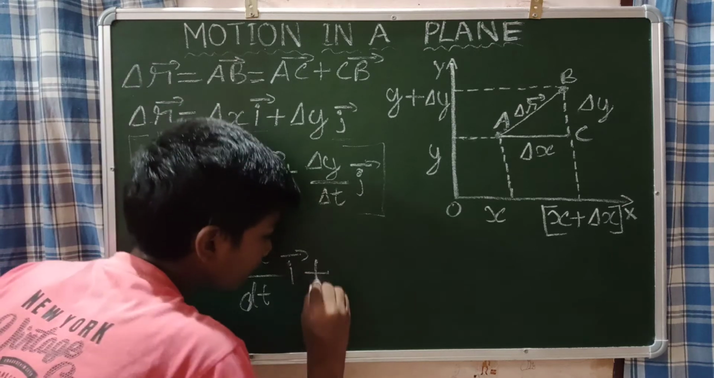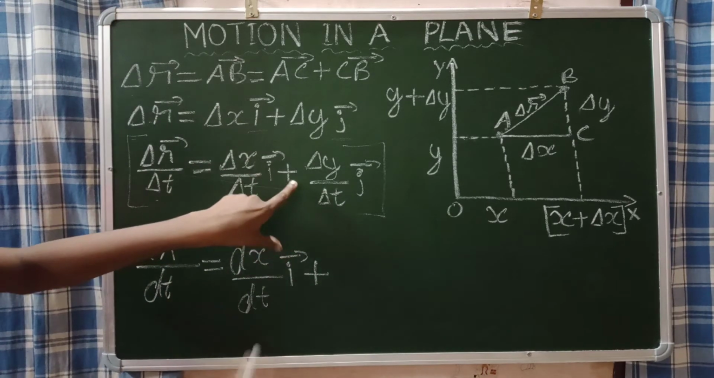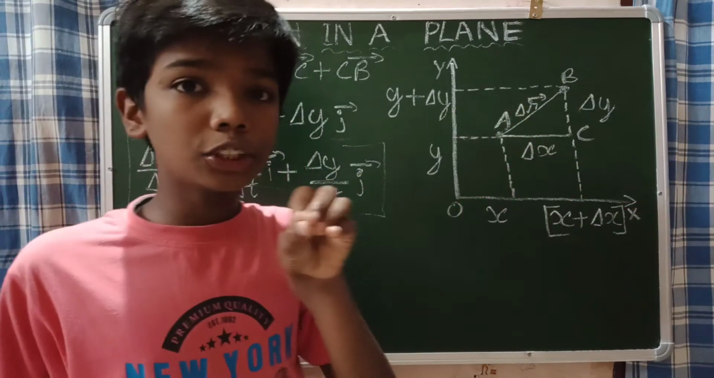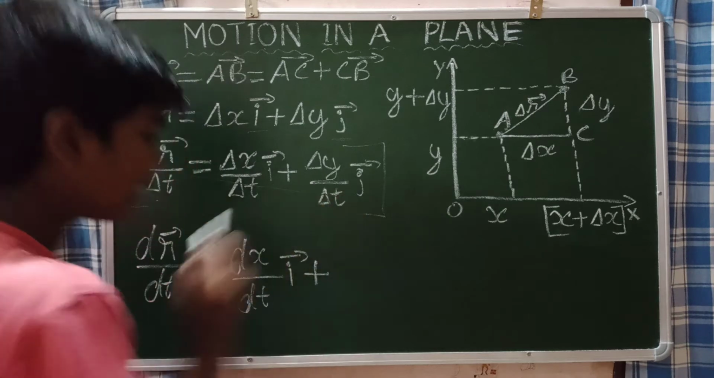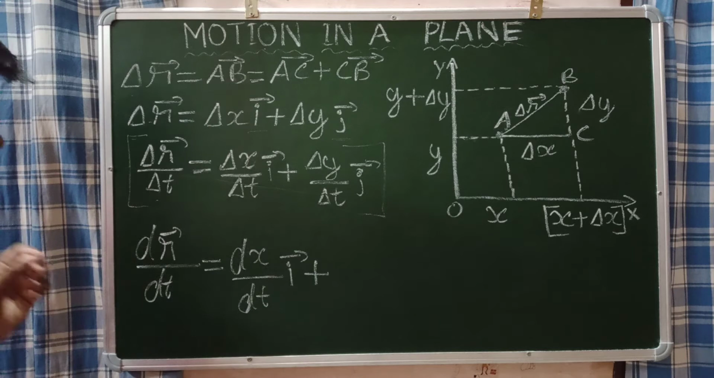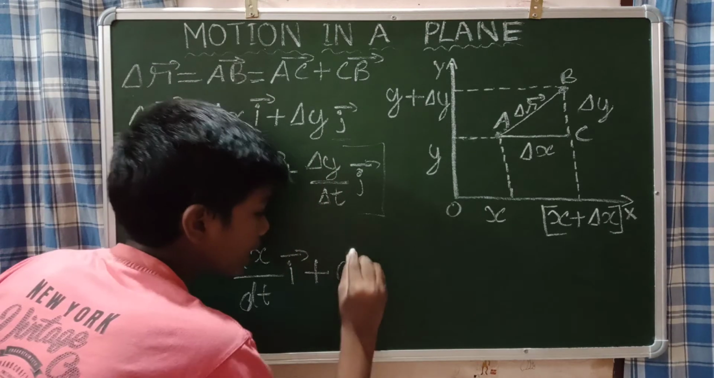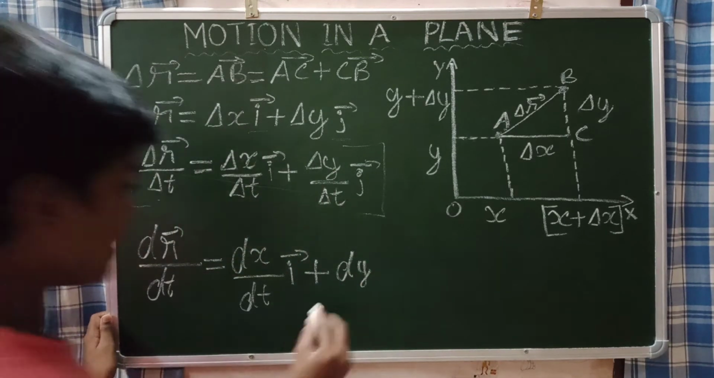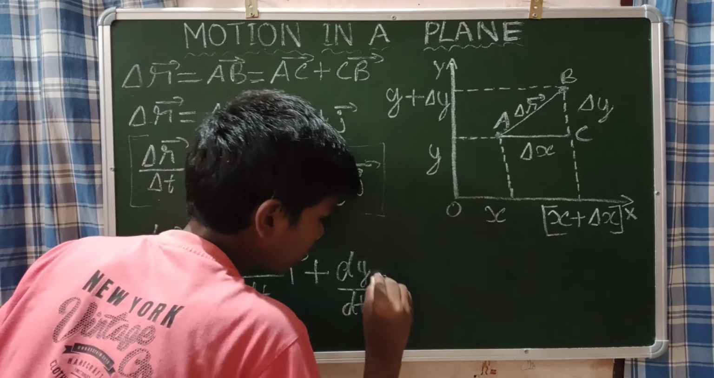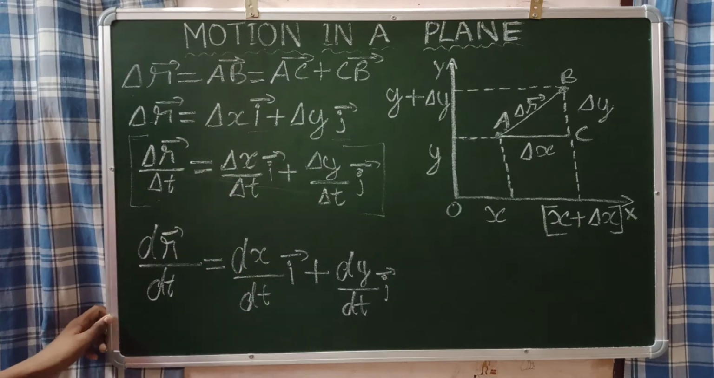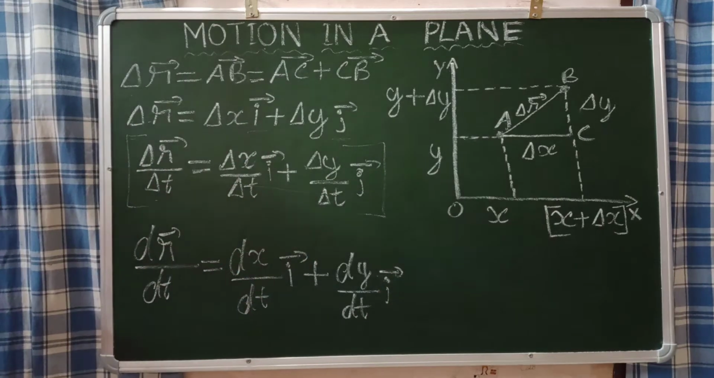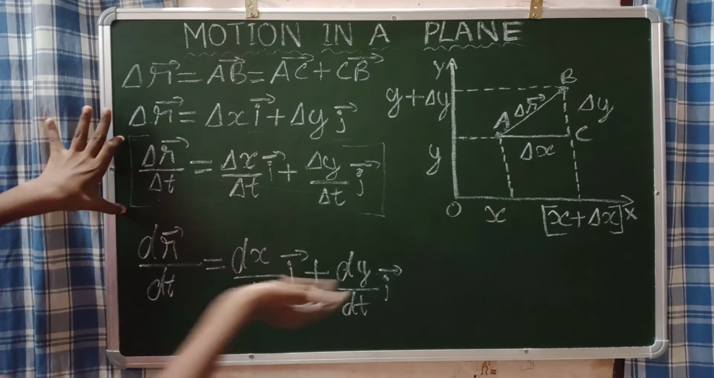plus the limit of delta t tends to 0 of delta y by delta t. The reason I am saying limit of delta t tends to 0 is that we are finding the instantaneous value. So if we want to convert into instantaneous, I should apply differential calculus here. When you do that, you get dy by dt, j unit vector. This is what you will get.